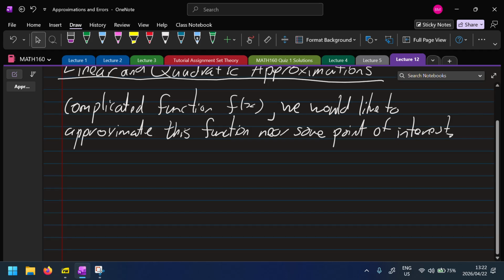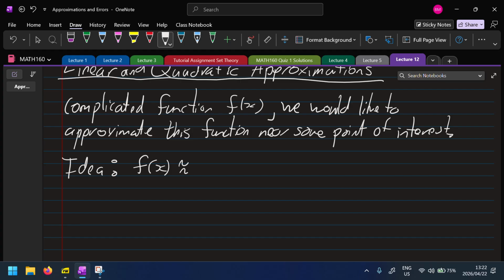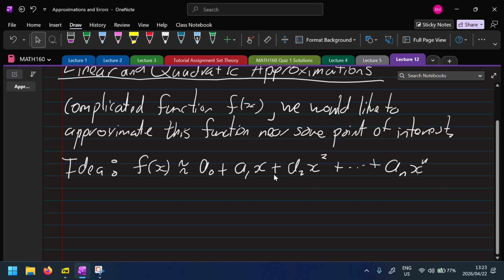Okay, so the idea is to have our f of x being approximated by a polynomial. So we're going to write this as a0 plus a1x plus a2x squared plus dot dot dot up to some an x to the n. Yeah, and we use the squiggly equals to show that this is not an equality between the two. It's only an approximation.